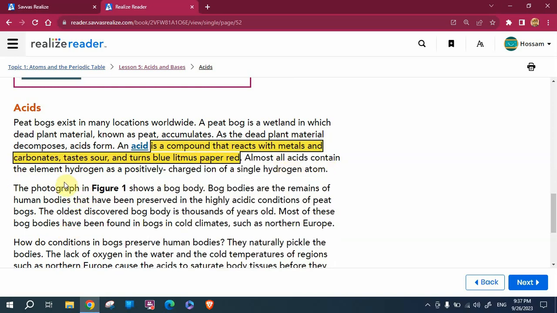Almost all acids contain the element hydrogen, as a positively charged ion of a single hydrogen atom. So all acids, when dissolved in water, give a positive hydrogen ion, which is called a proton, and it is the reason litmus paper turns red. What is litmus paper? It is an indicator, a piece of paper like a paper strip, and its color in our lab is pink, and the pink works for both. But here it says if you have blue it becomes red. If it is pink, with acid it will turn red, with base it will turn blue.